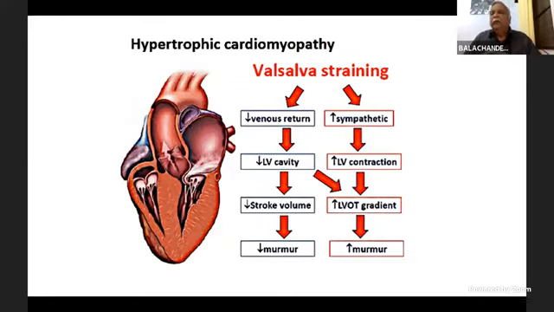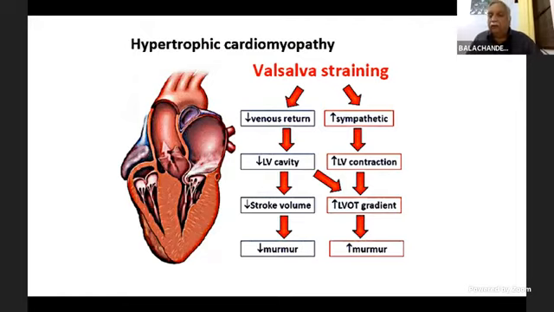And what happens during the Valsalva straining in hypertrophic cardiomyopathy? I've dealt with this first because this is always an exam case. So normally you have a decreased venous return, there is a decrease in LV cavity, there is a decrease in stroke volume, and there is a decrease in murmur.